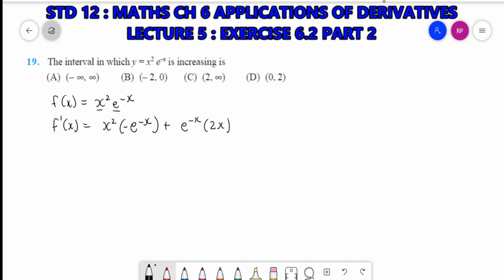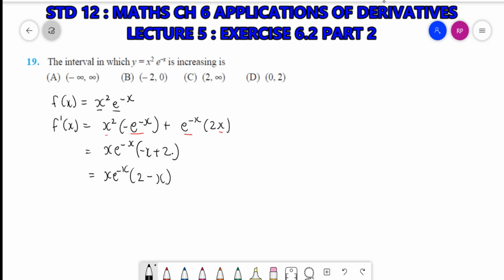2x. Okay, so what's common here? e raised to minus x and x here. Out of here it is x square, here it is x. So x is common. So I will take x e raised to minus x. Here it will be x plus 2. Clear? Sorry, my mistake. It will be minus x plus 2. Or I can write it down in this way: x e raised to minus x into (2 minus x).